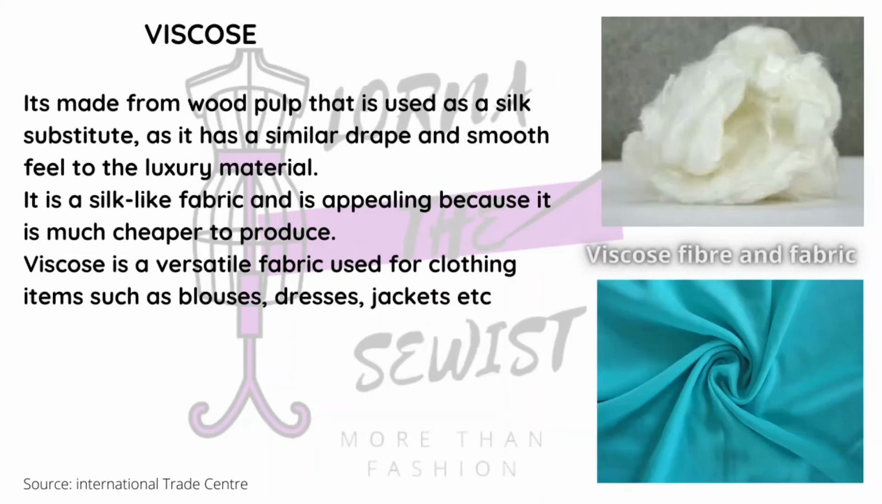So the next fabric is viscose, and viscose is made from wood pulp that is used as a silk substitute, as it has a similar drape and a smooth, luxurious feeling. It is a silk-like fabric and is appealing because it is cheaper to produce. And viscose is very versatile as well, used for various clothes.